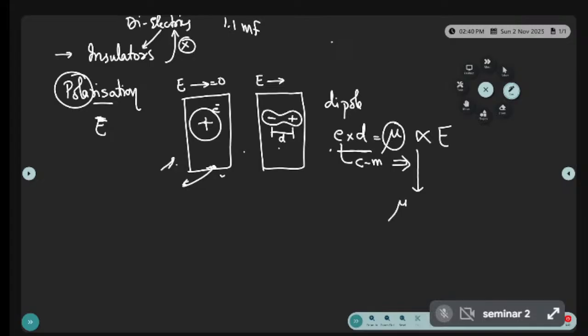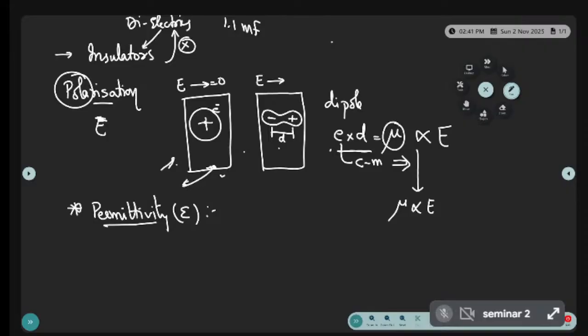Mu is directly proportional to E, or dipole moment is directly proportional to electric field E. Right. Next, permittivity. The next word that we are going to say is permittivity. Okay. So what is permittivity?